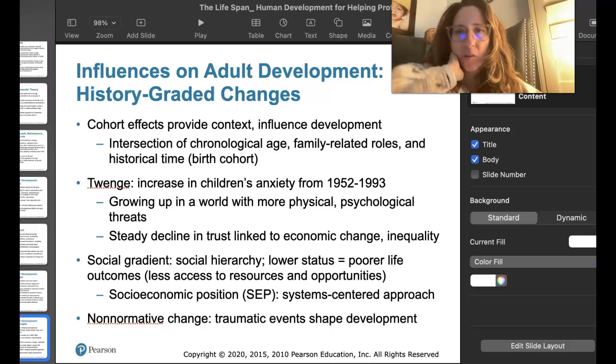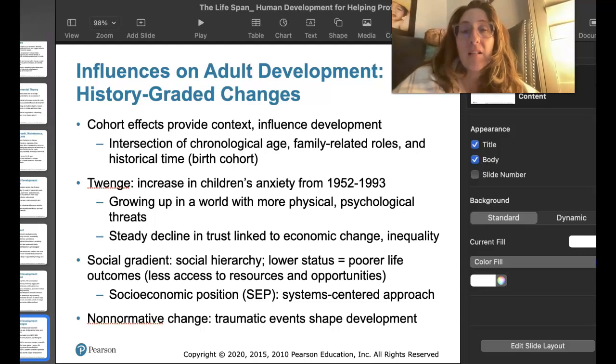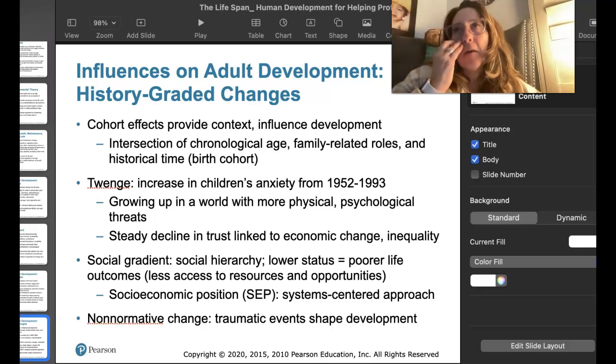Okay. So increasing children's anxiety from 1952 to 1993, growing up in a world with more physical and psychological threats, and a steady decline in trust linked to economic change and inequality. These are some things that they've seen over time. Social hierarchy, lower status, and poorer life outcomes can affect how one reacts in social situations, and how one perceives the world and goes into adulthood. That's where the psychology and the sociology come in. When you're looking at it from a socio-economic, socio-behavioral level, we see all these different things that affect how one person behaves, like, again, their environment.